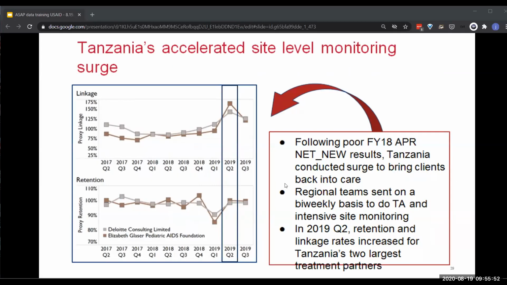This is an example from Tanzania. They had poor results in one quarter. So what they did is they looked at their weekly data to identify a problem. They sent regional teams out to do TA and intensive site monitoring. And you can see after that, the linkage rate increased. The story here is very simple. They used data to identify a problem. They did something to address that problem, and the results improved.